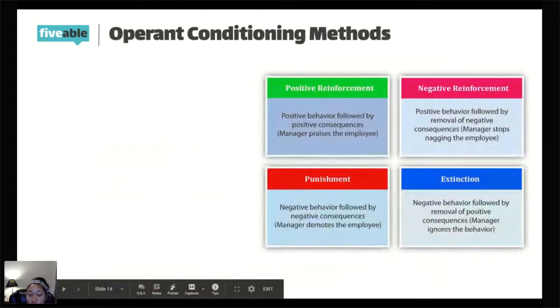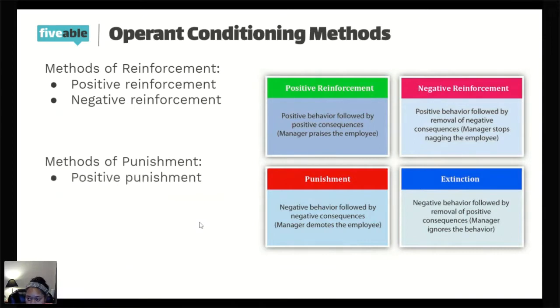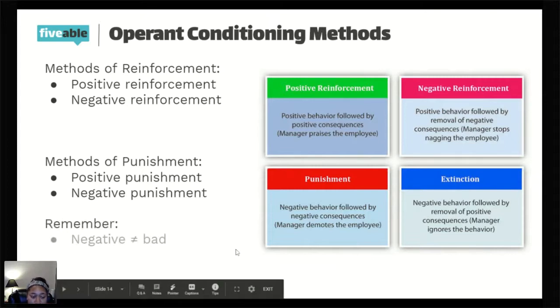Okay, so now we're going to go over some operant conditioning methods. So methods of reinforcement include positive reinforcement and negative reinforcement. And then methods of punishment include positive punishment and negative punishment. And remember, negative does not equal bad. The most important part is the reinforcement or the punishment part. Negative just says if you're taking away something. And then positive means you're giving something.